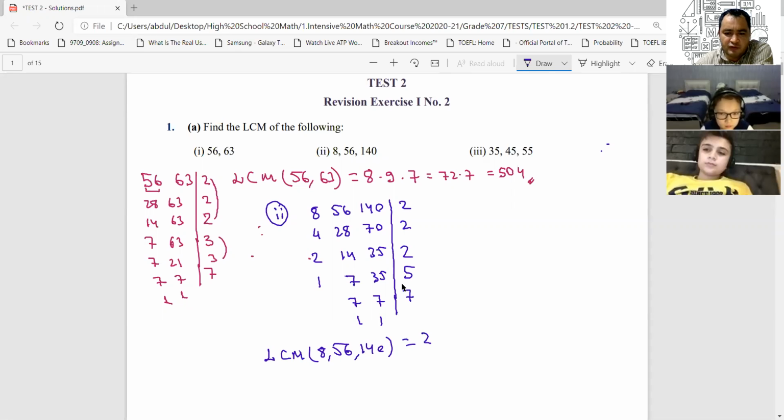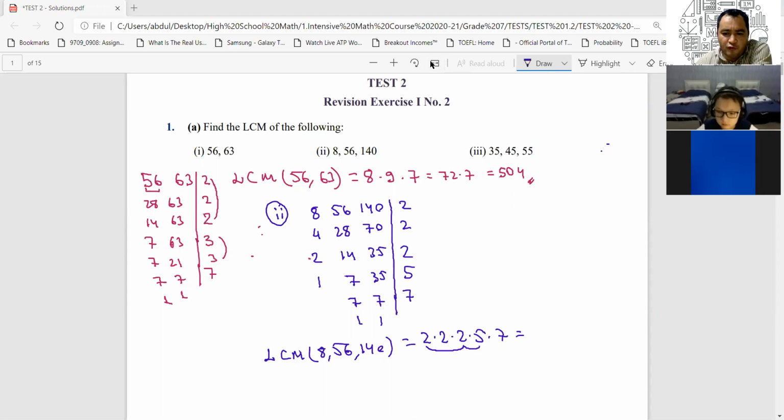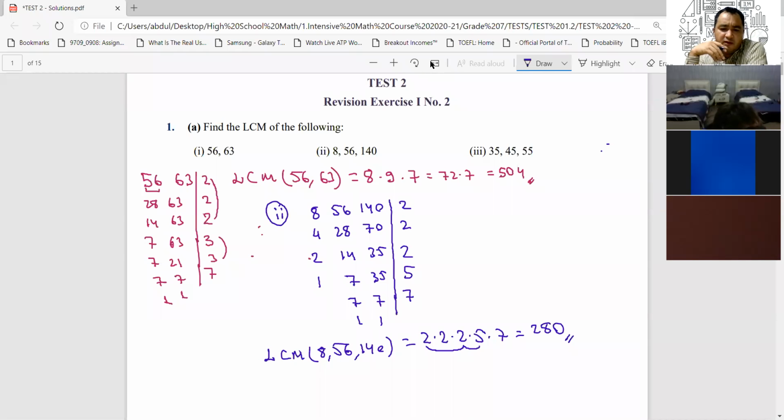That's equal to 2 times 2 times 2 times 5 times 7. 2 times 2 times 2, it is 8. 8 times 5, it is 40. And 40 times 7, it is 280, right? They have a lot of common multiples. Among them, the smallest one is 280.